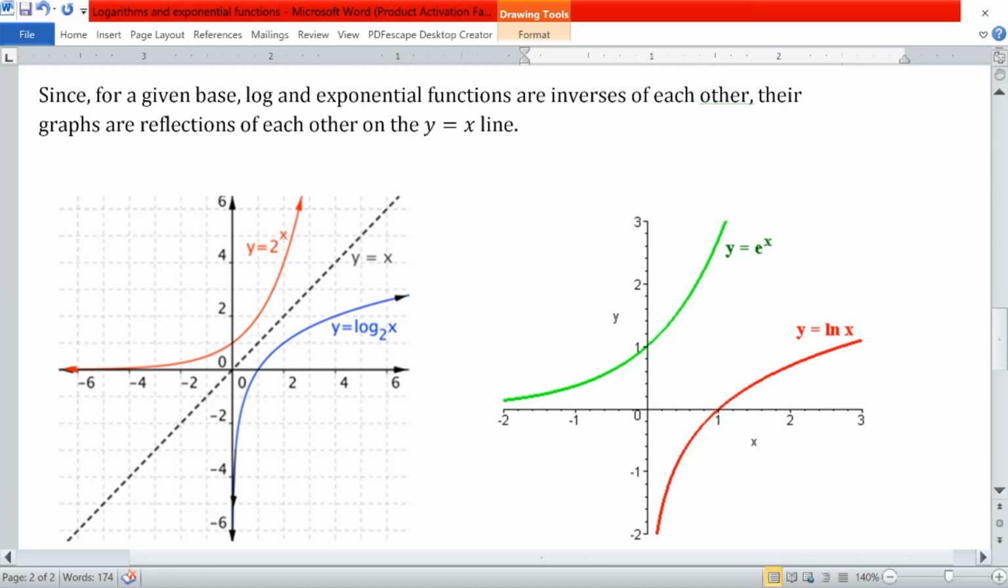So in the first graph here on the left, I have fixed the base to 2. So y equals 2 to the power of x and y equals log base 2 of x are inverse functions. And on the right hand side, I have drawn y equals e to the power of x and y equals ln x. Ln x means log base e of x. They are inverse functions and their graphs are reflections of each other. Can you quickly copy that also?